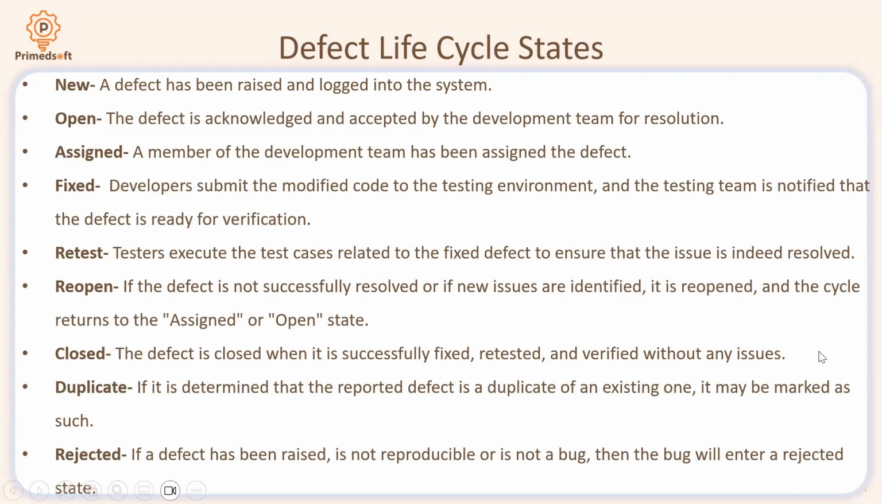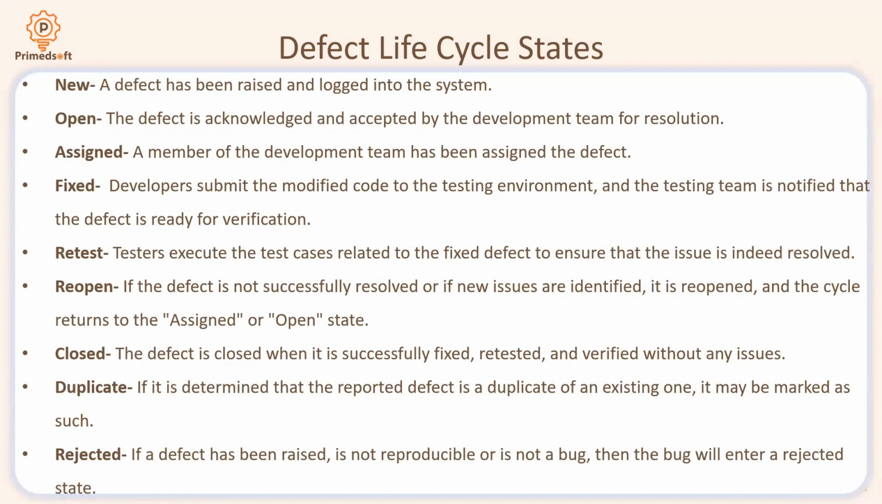A defect has stages. The first one is new. This is when you've raised a bug and logged it into the system. You find a bug, you raise it, by logging it to the system and adding all the components of that bug. Then the next stage is open.